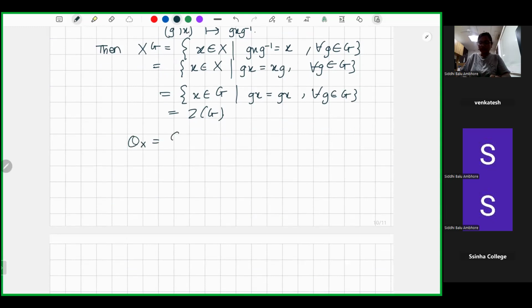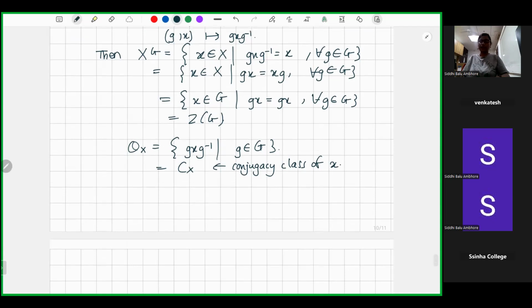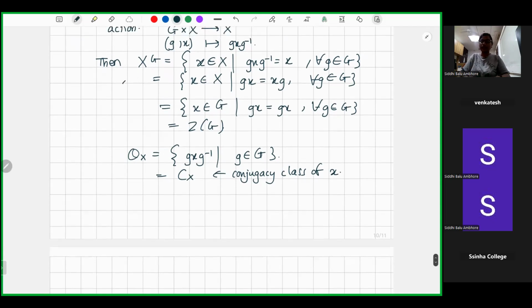This is just the collection of Gx G inverse such that G belongs to G. And this is the conjugacy class of X, right? So here the orbit is becoming the conjugacy class of X, and my set Xg, which we have here, is now becoming the center of G.